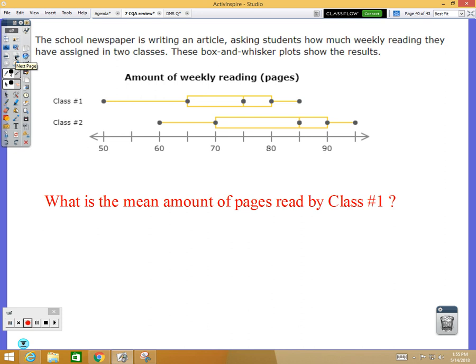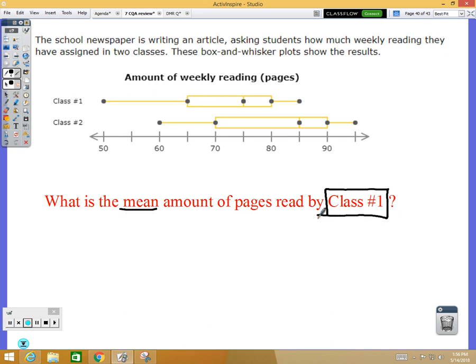I pulled this example right off of IXL. It says the school newspaper is writing an article asking students how much weekly reading they have assigned in 2 classes. These box and whisker plots show the results. So we have class 1 on top, class 2 on the bottom. What is the mean amount of pages read by class number 1?